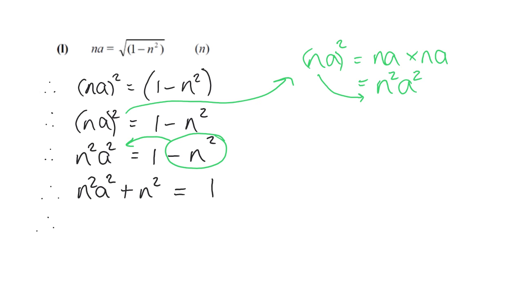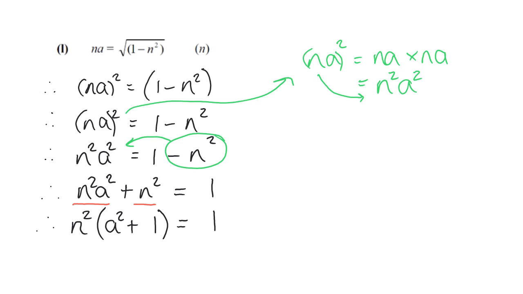Now we have two sets of n squared, and this seems to be the bit that's causing everybody a problem. We have two terms. We've got n squared a squared, and we've got n squared. How do we remove n squared? We look at that as the common factor. So we factorize the left-hand side: n squared (a squared plus 1) leaves us with 1. So what has happened there is n squared times a squared, n squared times 1 gives us n squared a squared plus n squared.